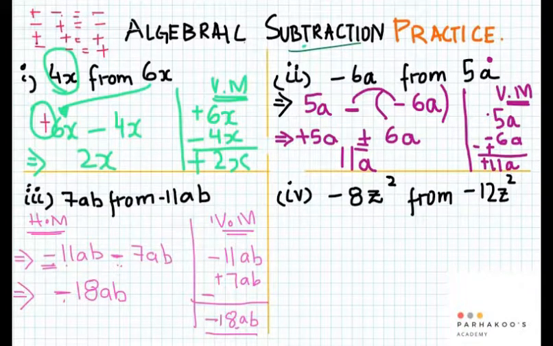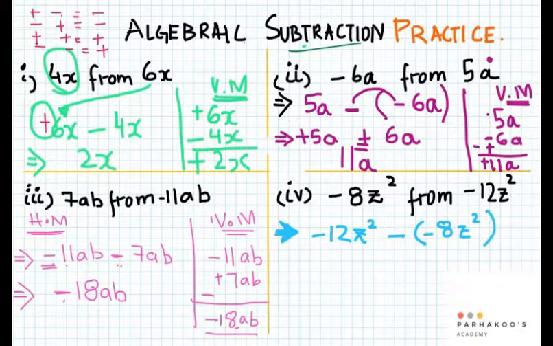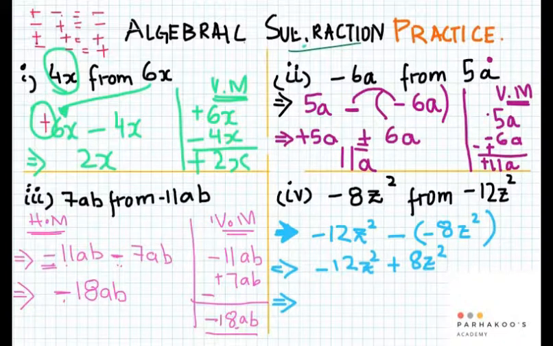Now let's do this one. Minus 12z squared minus 8z squared. Minus 12z squared, minus minus is plus 8z squared. So minus plus is minus, so we need to subtract 8 from 12, so 4z squared, and the sign of the bigger term is minus, so I'll put a minus.